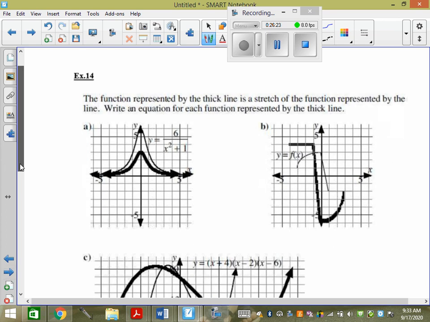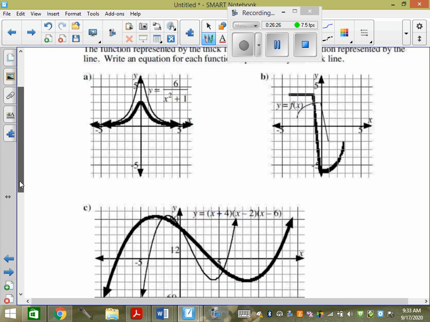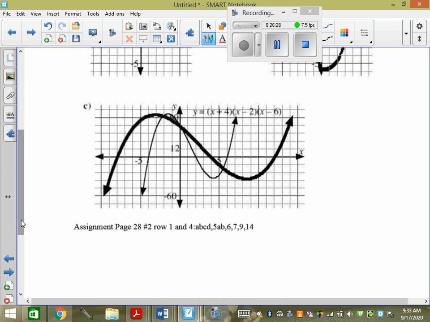We're not going to worry about these right now because the graphs of those is something we're going to do differently. Don't worry about the assignment for right now.